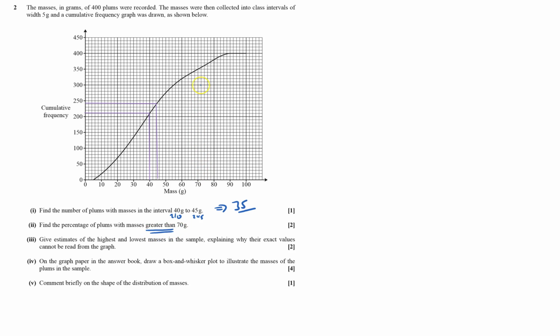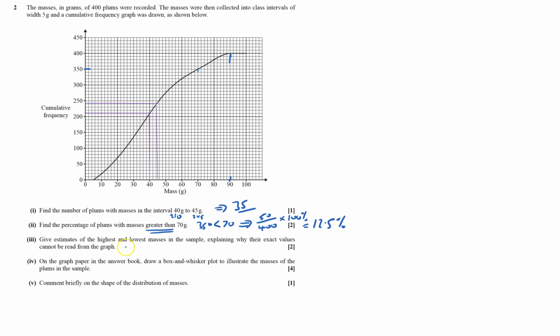Find the percentage of plums with a mass greater than 70 grams. Greater than 70 grams, all the way up to 70 grams, all the way across. That's 350. 350 were less than 70. Therefore, there would be 50 out of the whole 400 which were greater, and that is 50 over 400 times by 100%, and that equals 12.5%.